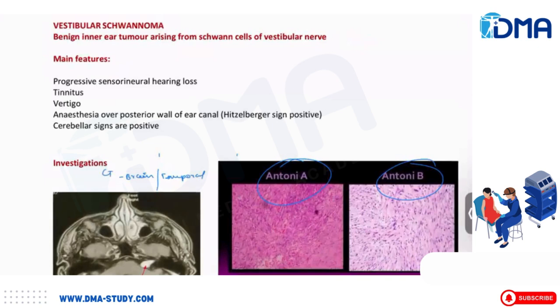Okay. So vestibular schwannoma. Like we saw, glomus tumor is the most common middle ear tumor.